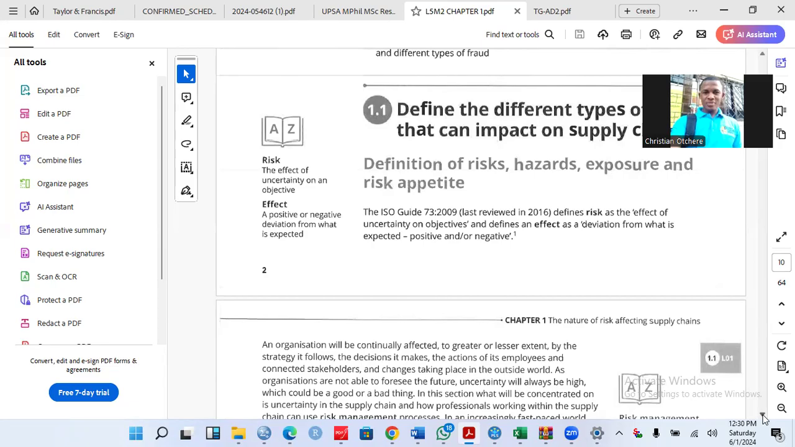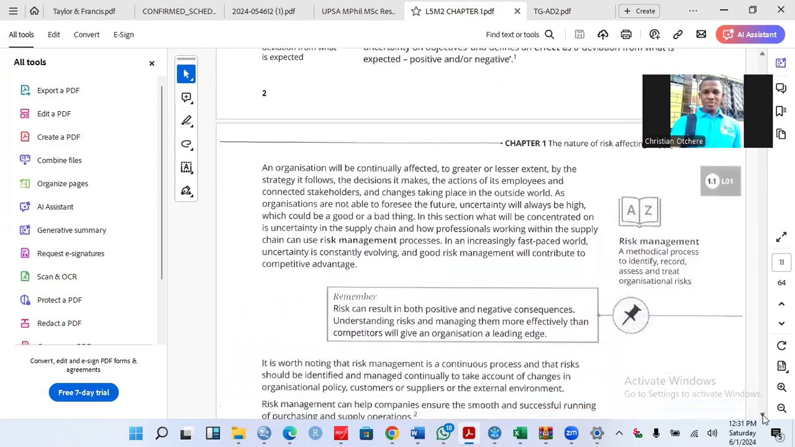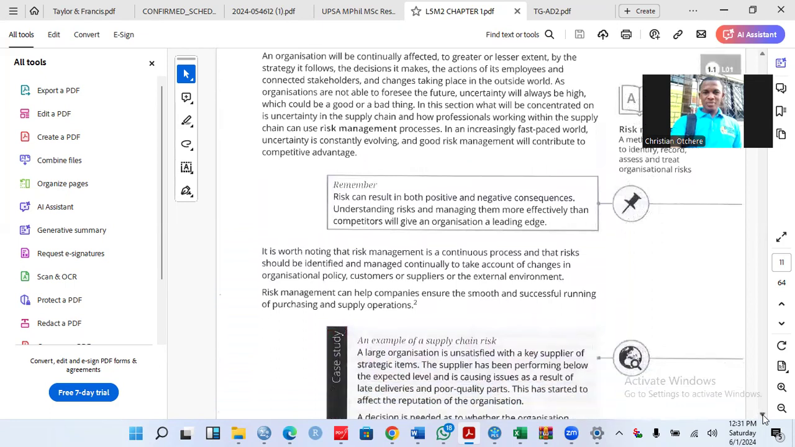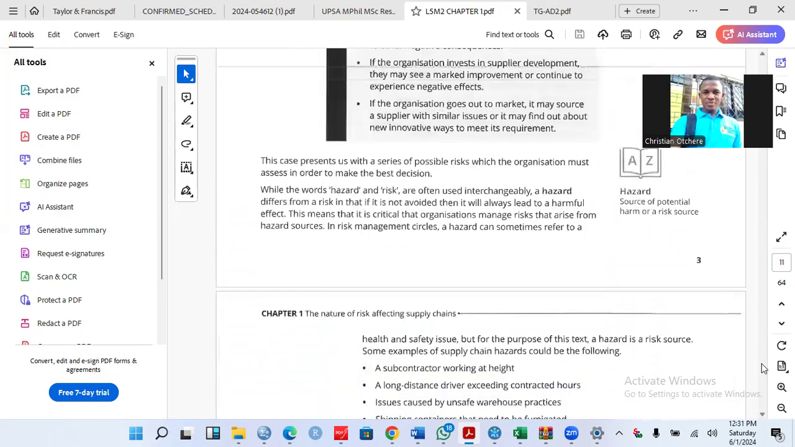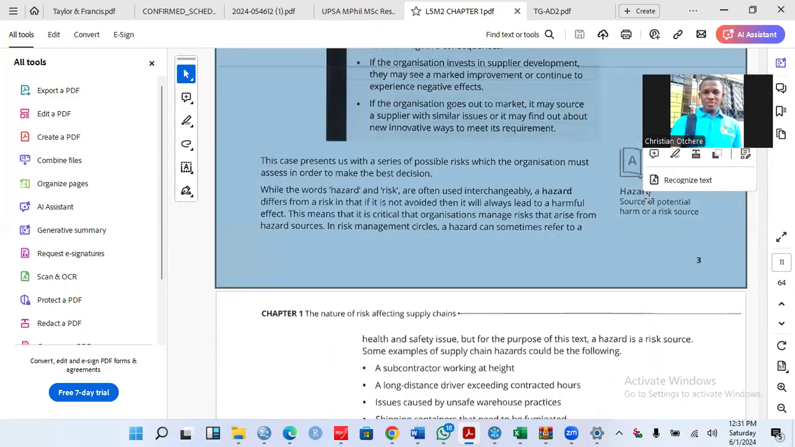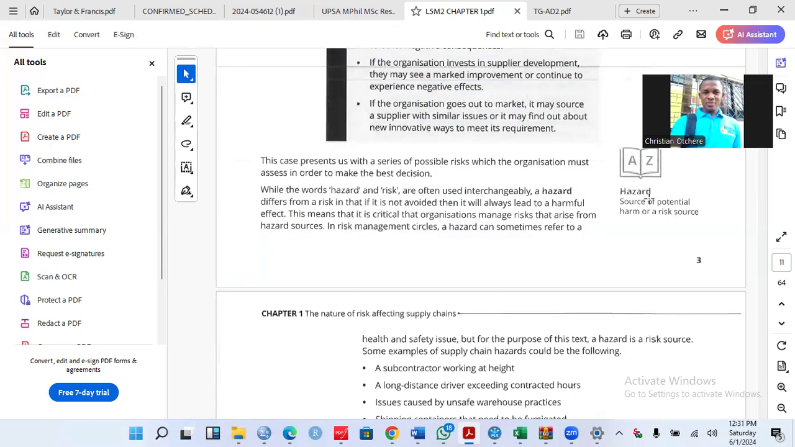So we've looked at risk. Risk is the probability or the likelihood of an unwanted event happening. Then we've looked at exposure. Exposure is the consequence. Now, what is hazard? When we say hazard, hazard is a source of potential harm. So a source of potential harm is hazard. So if you look at the A to Z, you see hazard being a source of potential harm or a risk source.